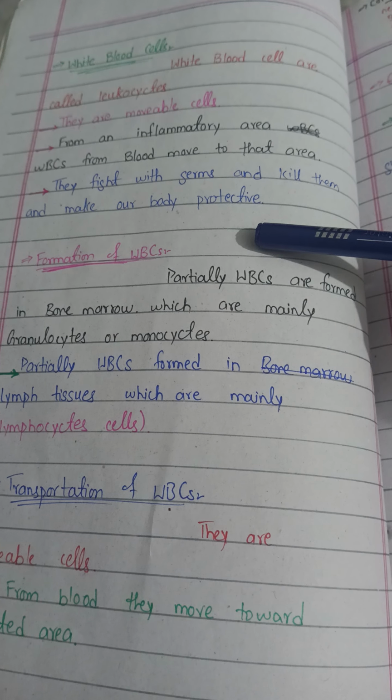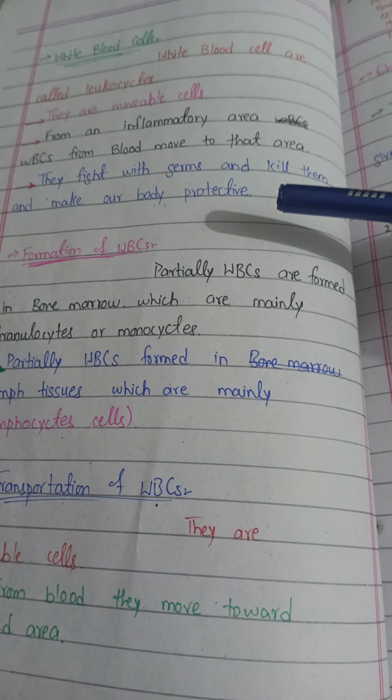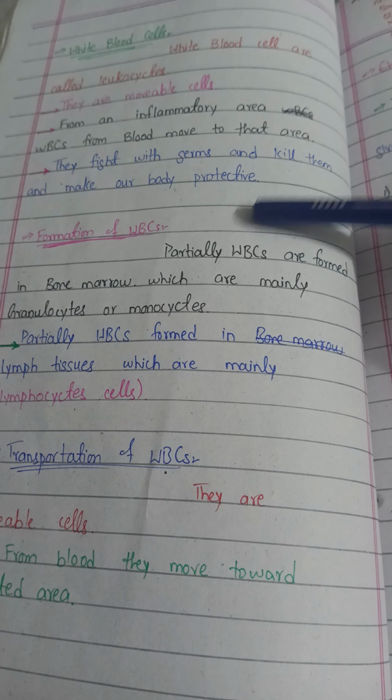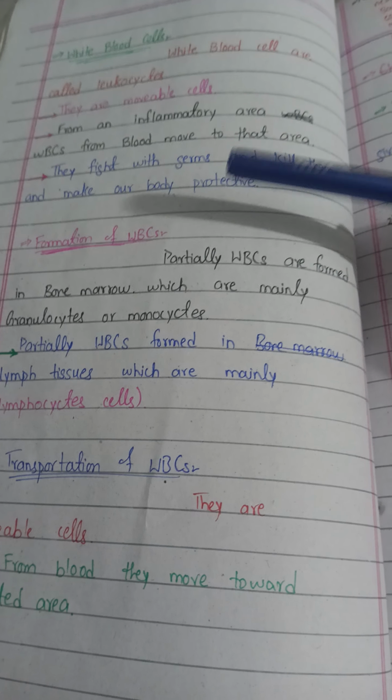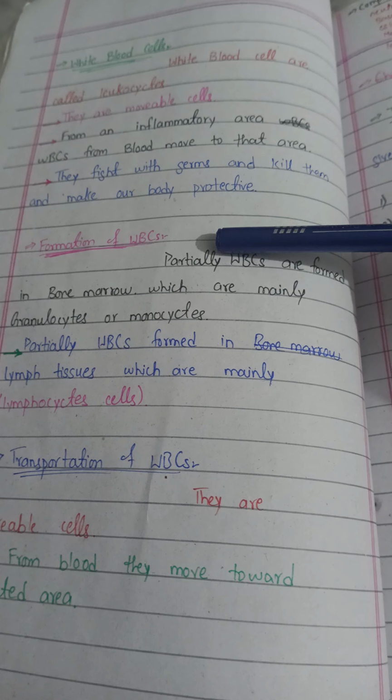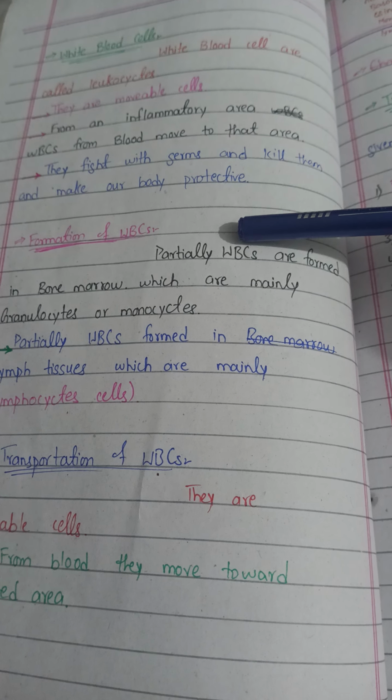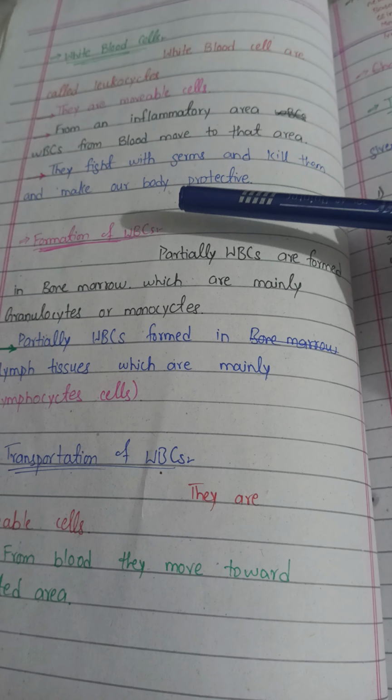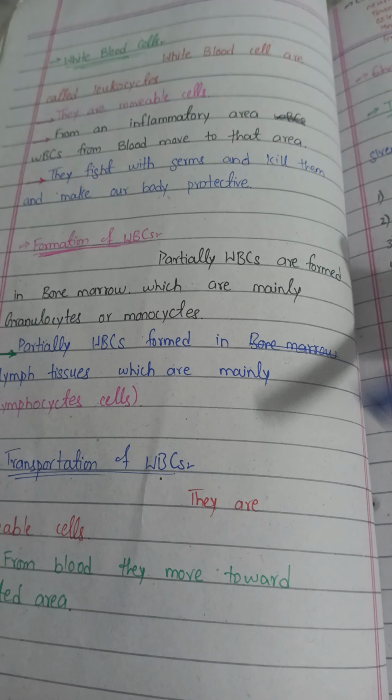Then we discuss the formation of white blood cells, how they form and how they protect our body. White blood cells are formed in two ways and in two areas. First of all, half of the white blood cells of our body form in our bone marrow, which is a spongy part.